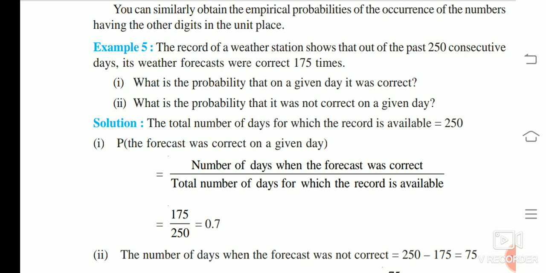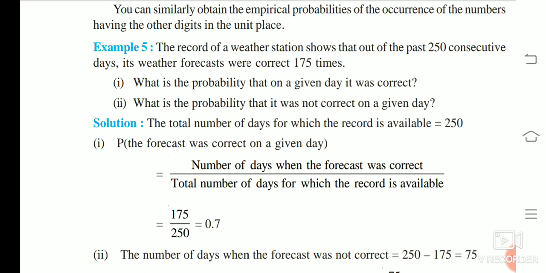That is given: 175. The total number of days is 250. So 175 divided by 250 is the answer. Now the first question, what is the probability? It's given as 175 divided by 250. After cancellation you can write 0.7.